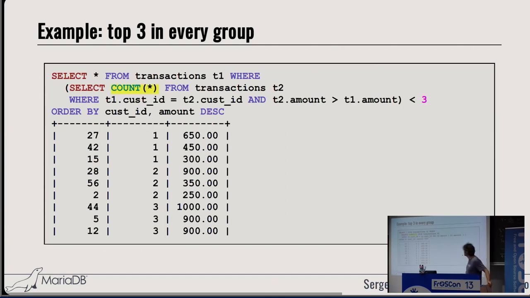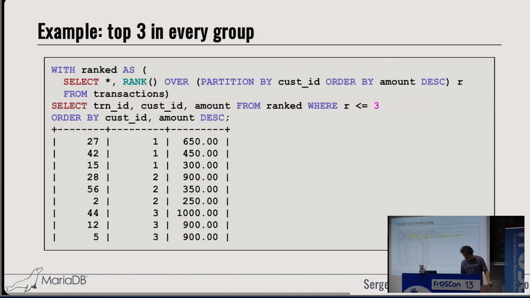So we count the number of transactions for the same customer which are larger than the current transaction. And then we say that we want only those transactions where the number of larger transactions is less than three. That's how we can select the top three largest transactions for every customer. Again, it took even me some time to explain, so it's not exactly a trivial query.